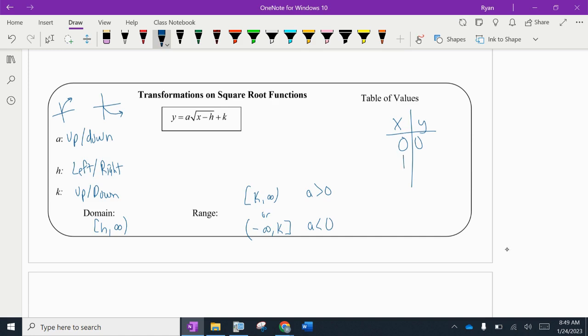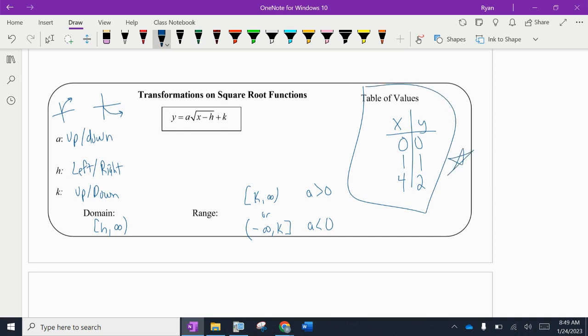If you plug 1 in for the x, the square root of 1 is 1. And if you plug 4 in for the x, the square root of 4 is 2. These 3 points are our parent functions. We're going to move them around based off of what the graphs look like. But we're always going to start with this.